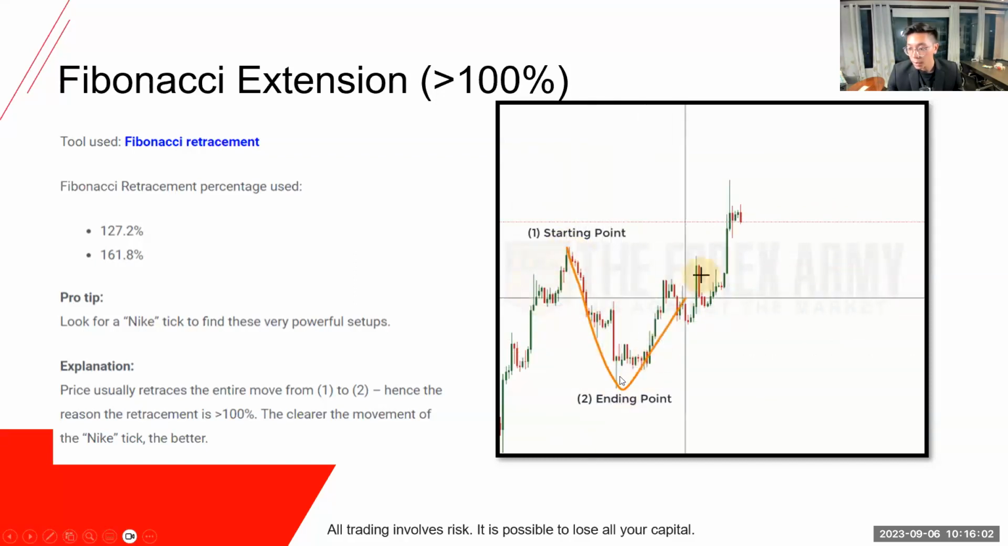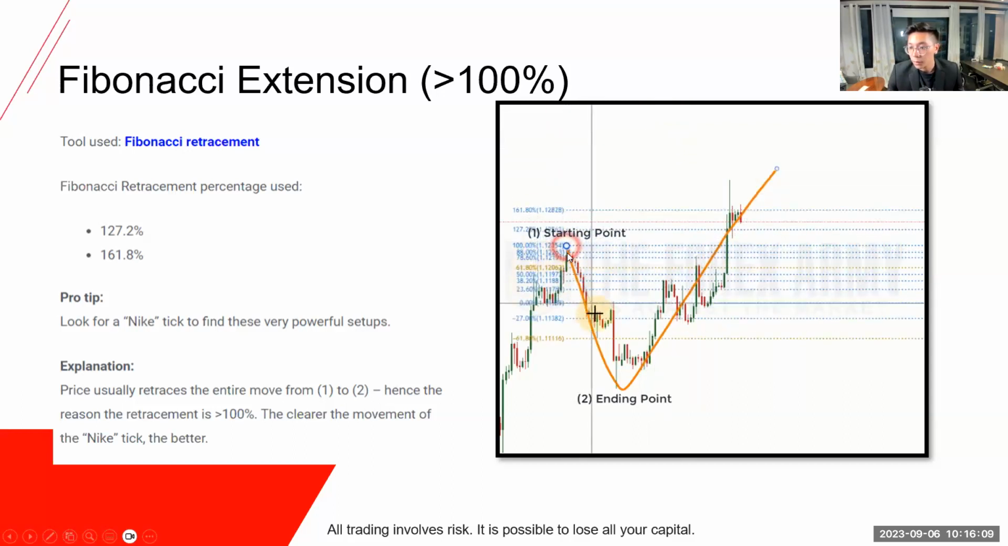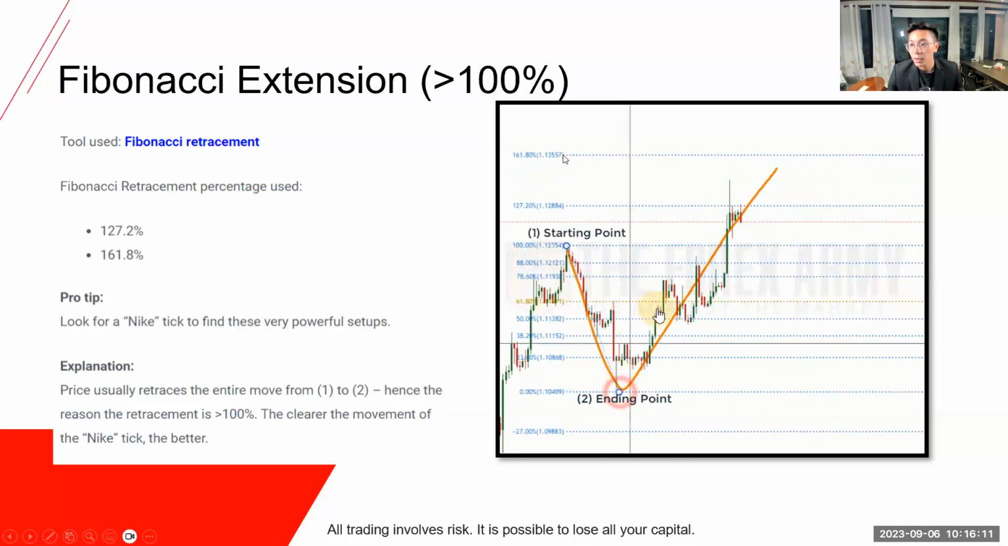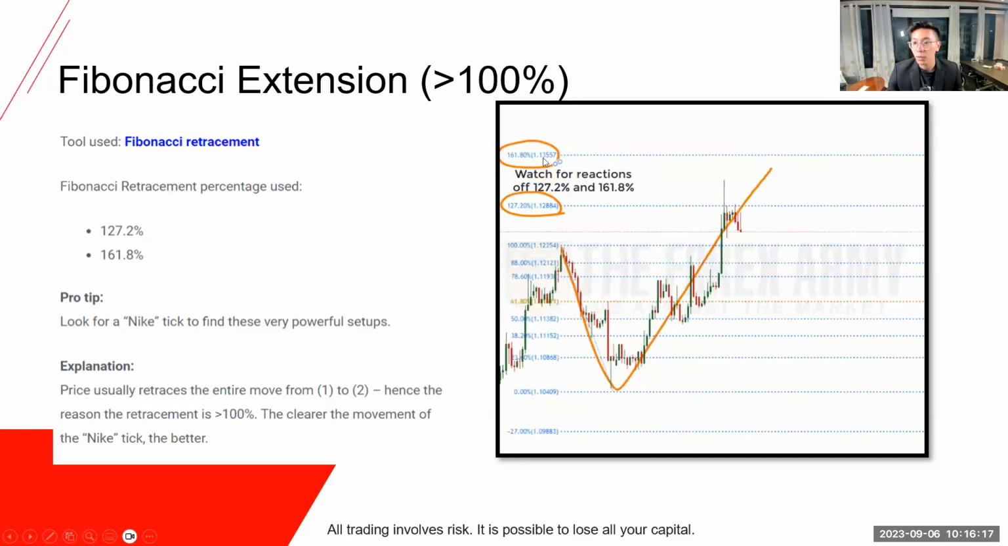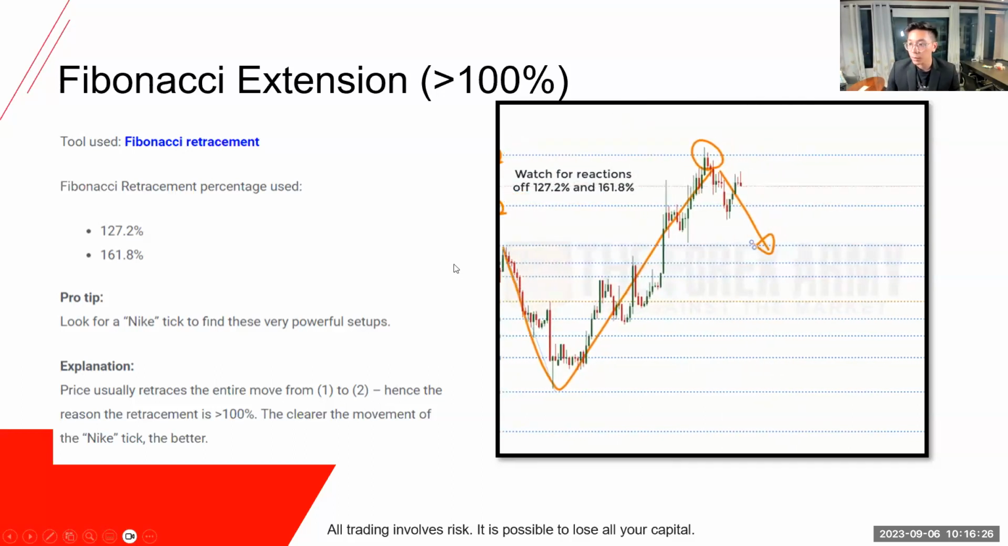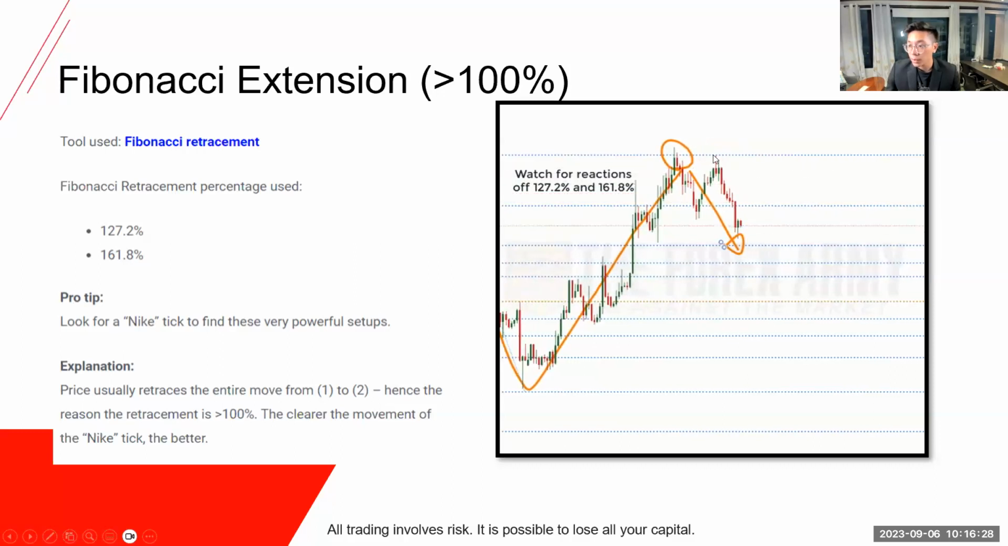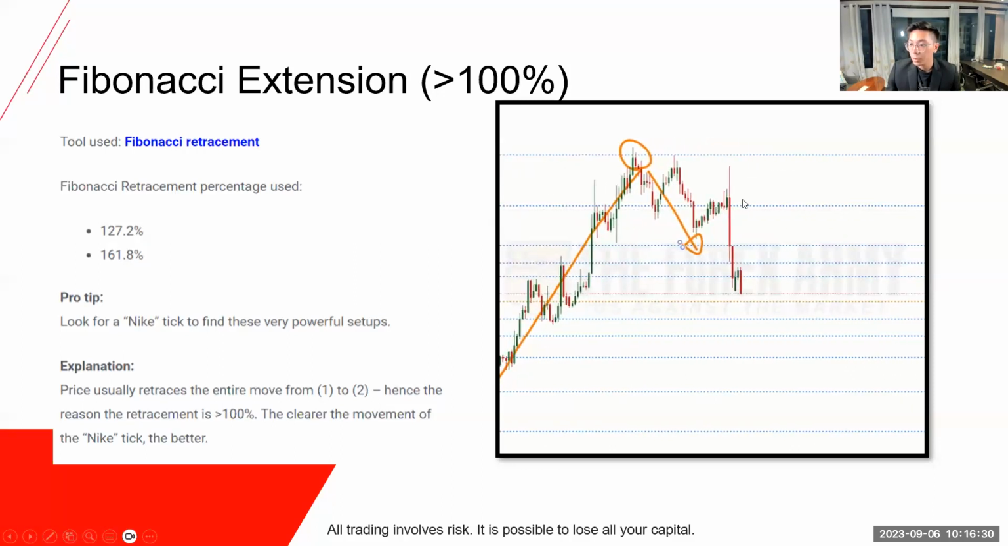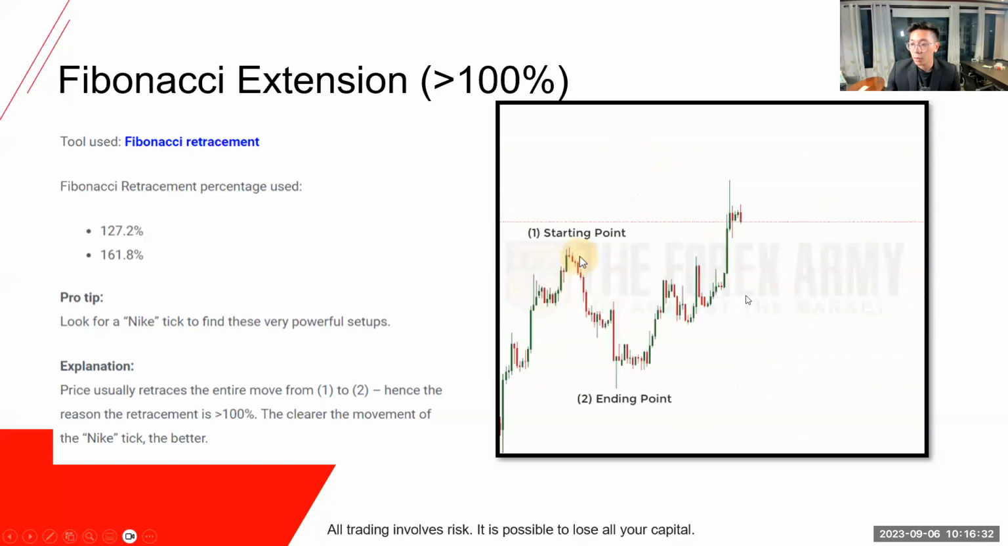Starting point, you see ending point, Nike tick, right? Then you are plotting the Fib retracement tool. Price actually reacted off the 127.2 first, and then it broke past and reacted to the 161.8. You can see it reacted very nicely there and then went downwards. Price reacted twice actually, and then came down and broke past all the way back to our midpoint.